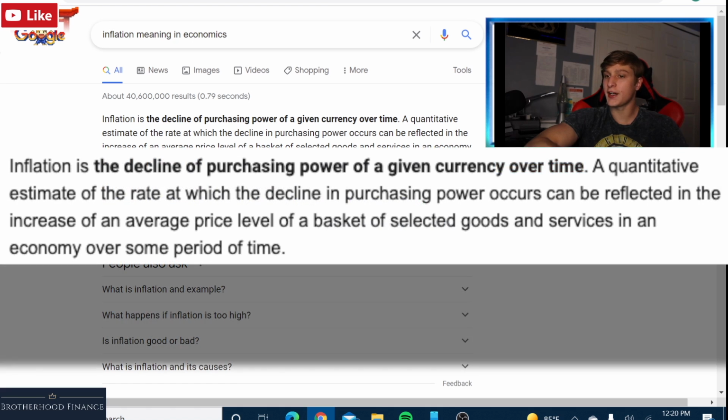It's also a quantitative estimate of the rate at which the decline in purchasing power occurs, which can be reflected in the increase of an average price level of a basket of selected goods and services in an economy over some period of time. So again, the prices of goods and services are increasing while the dollar's purchasing power is decreasing, because they're printing an excess amount. So now let's dive into the slideshow. Let's dive into the presentation.